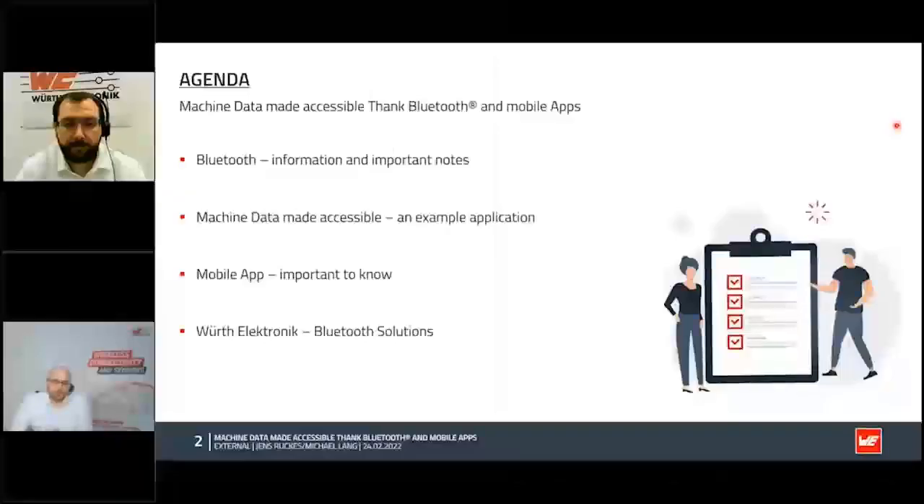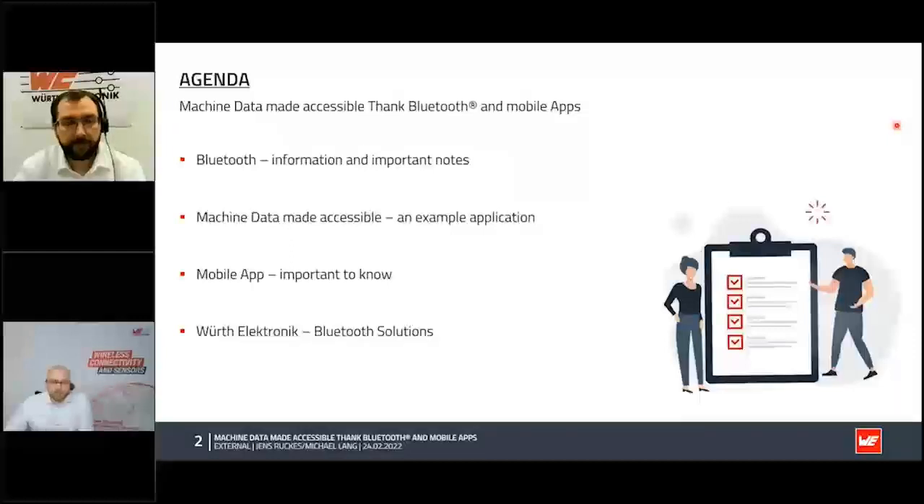Today, first of all, a short introduction about Bluetooth in general, what is important to know, and then we come to an example application. What is the idea? Why is Bluetooth a nice possibility to connect to a machine? How an app is invented is the next point, what you have to consider and what points to know. And in the end, also a short part about the Bluetooth solutions from Würth Elektronik. And in the end, of course, the questions you send in via the question tool in the webinar.